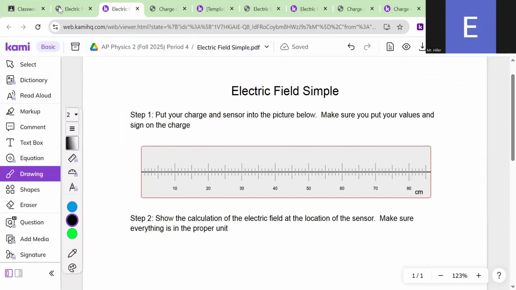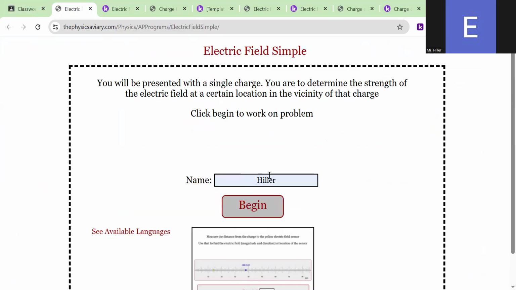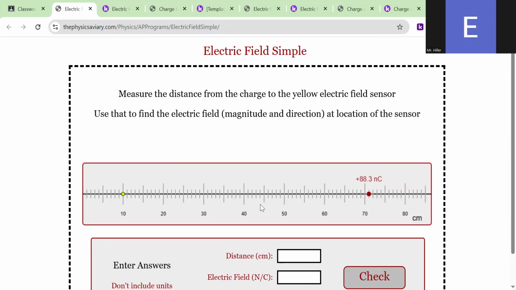So for electric field simple, go ahead and enter your name and let's begin. You're going to be prompted with a charge at a certain location and a yellow electric sensor placed at some other position. Your job is to find the distance to that sensor and then find the magnitude of the electric field passing through that sensor at that location and the direction of the electric field at that point.